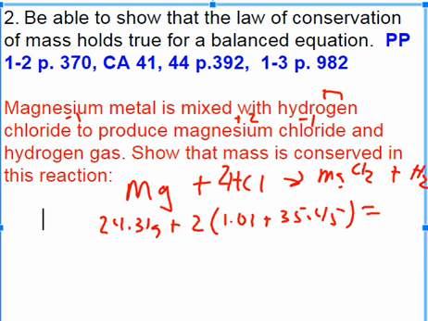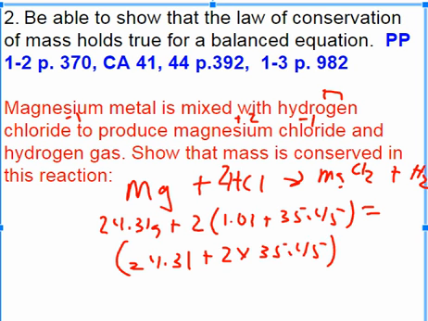And that needs to be equal to 24.31 plus 2 times 35.45 plus 2 times 1.01 on the other side. So if I go ahead and just get my calculator out, you should be able to see that you've got the same thing on each side. If you add them up, they should actually equal each other.